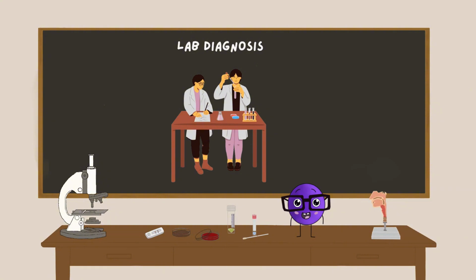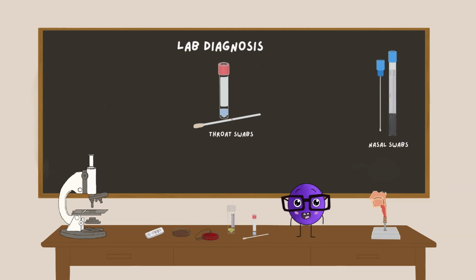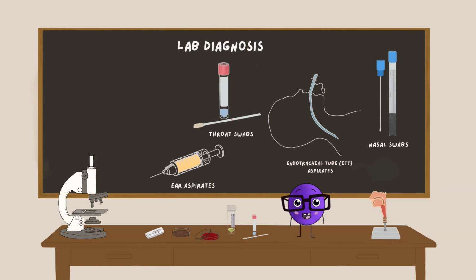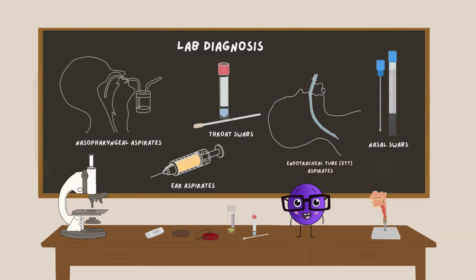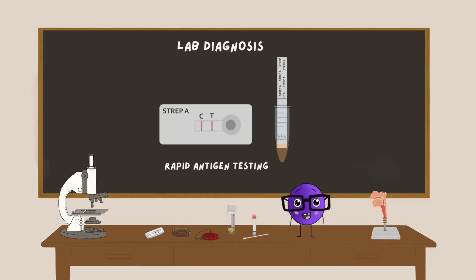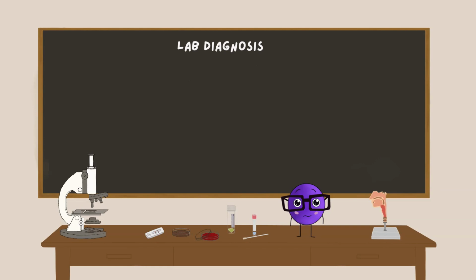Diagnosing upper respiratory tract infections starts with sample collection. These include throat swabs, nasal swabs, endotracheal tube aspirates, aspirates from the ear, and nasopharyngeal aspirates. Each type of sample helps us zero in on the pathogen causing the infection. We might use rapid antigen tests for bacterial infections like strep throat. This test quickly identifies the presence of Streptococcus pyogenes.